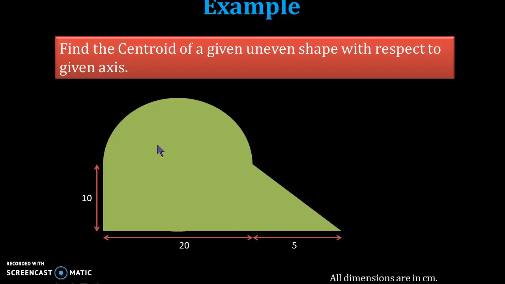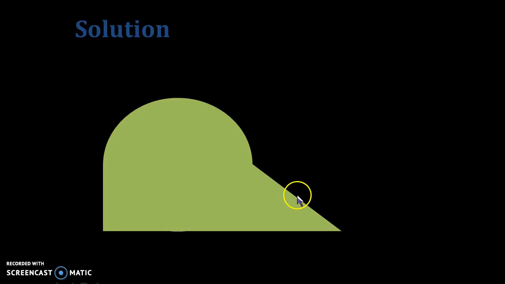Let us see the example. Find the centroid of a given uneven shape with respect to the axis. The uneven shape is given, the dimensions are given, all dimensions are in centimeter. Let us see how to solve this. The uneven shape is not symmetrical, and the dimensions are given in centimeter.